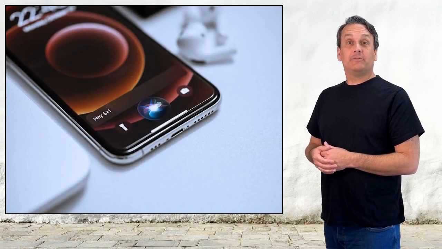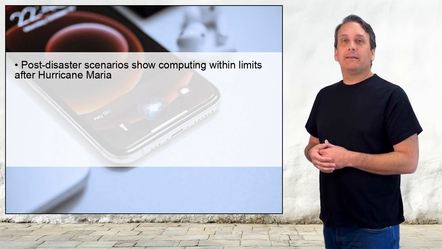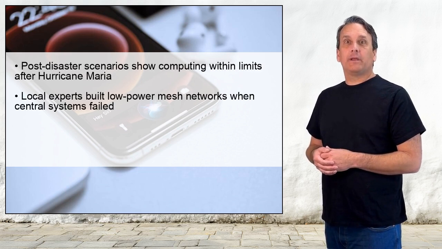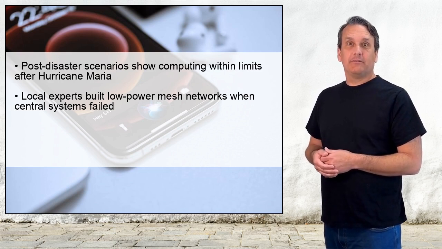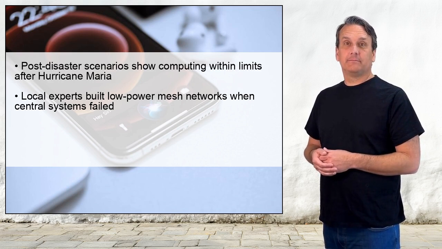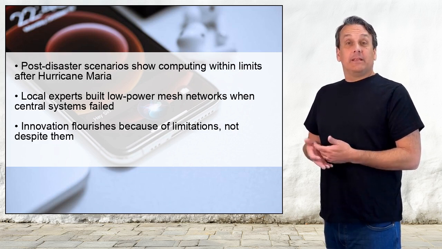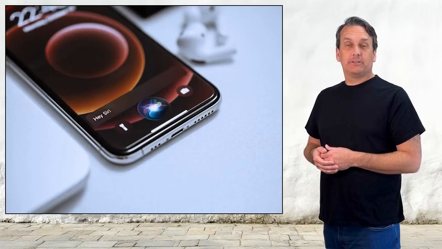Examining post-disaster scenarios provides insights into computing within limits. After Hurricane Maria devastated Puerto Rico's infrastructure in 2017, communities developed improvised, resilient communication systems using minimal resources. Local technology experts established low-power mesh networks to reconnect neighborhoods when centralized systems failed. These adaptations arose not from abundance, but from necessity, illustrating how computing can function effectively when resources are constrained. Such examples demonstrate that innovation often flourishes, not despite limitations, but because of them, as communities develop solutions appropriate to their actual circumstances, rather than assuming unlimited resources.